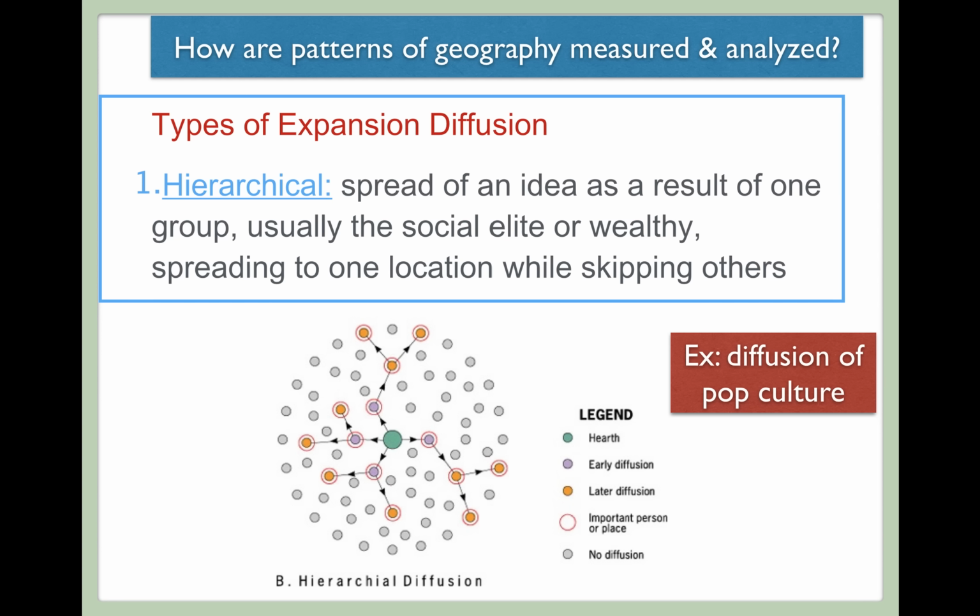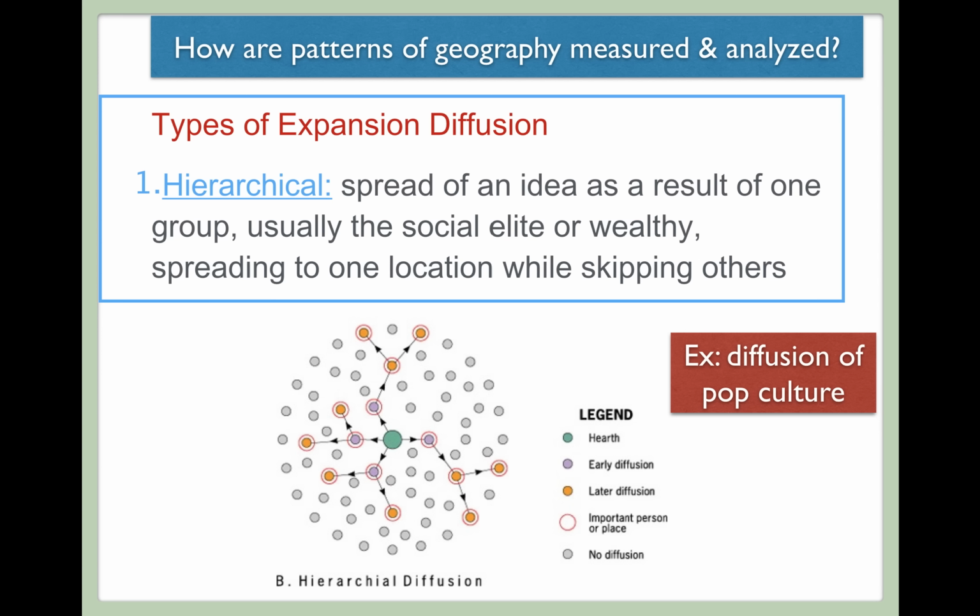So when an idea is really spreading and is expanding, it's no longer just one person taking their faith to a new place. When the idea is actually gaining traction and gaining, let's say, followers, then we have what's called expansion diffusion. And one of those types is hierarchical diffusion. So hierarchical diffusion is the spread of an idea as a result of one group, who are typically the socially elite, which means the socially powerful people, or the wealthy people, and that'll spread to one location while skipping others. This sounds complicated, but it's really not.